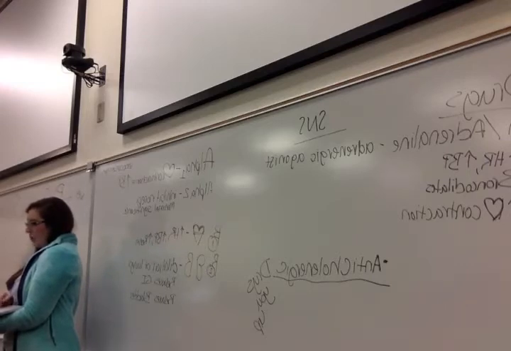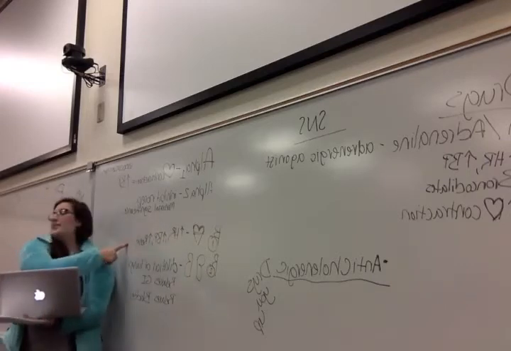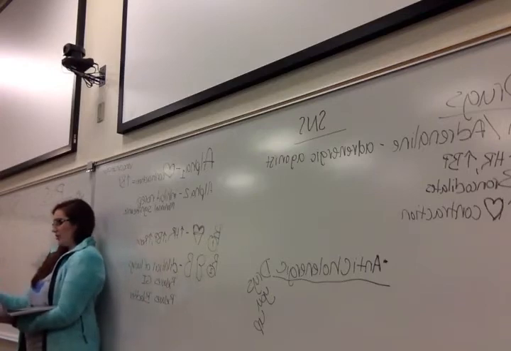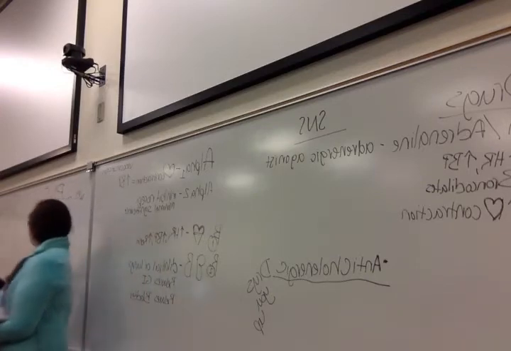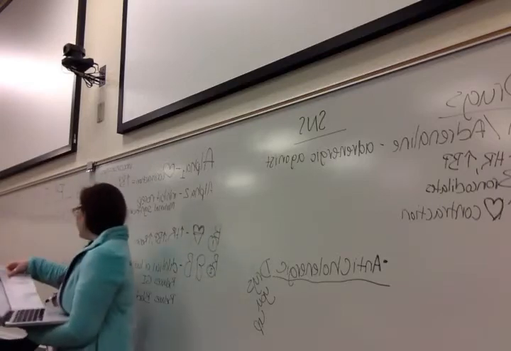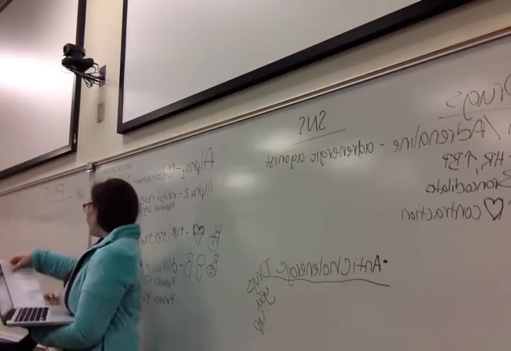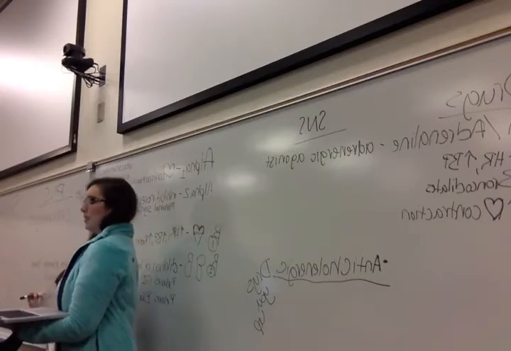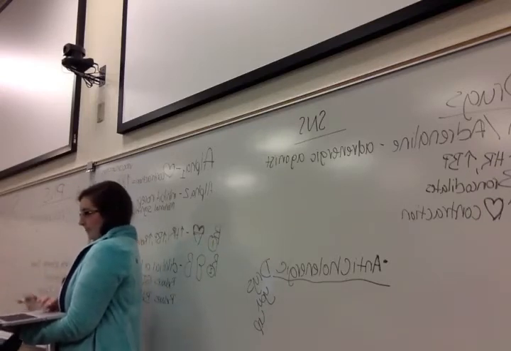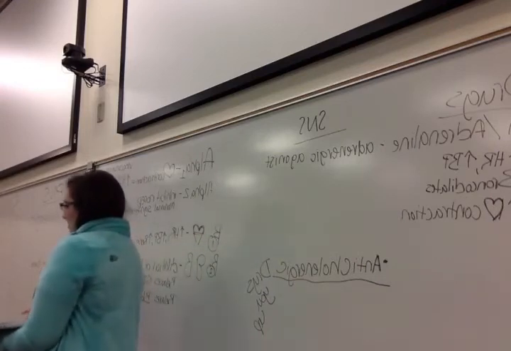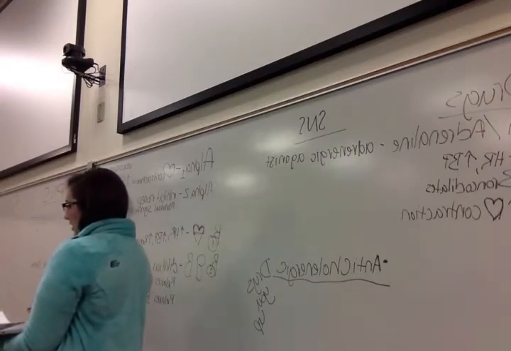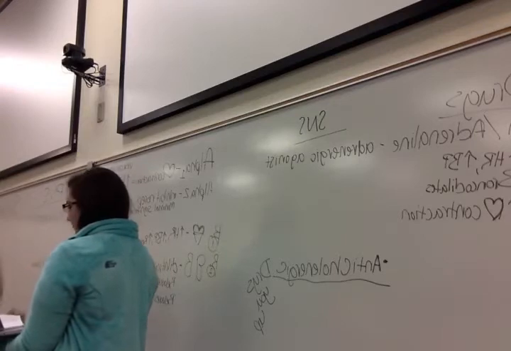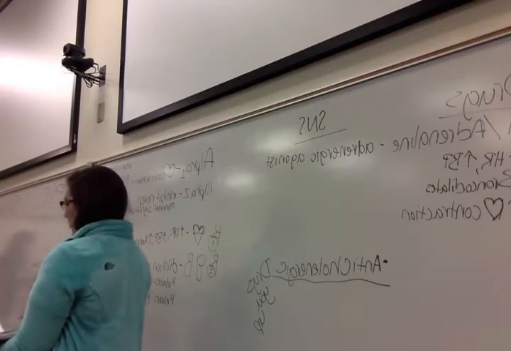Okay, so what is your beta-1 selective blocker? Does anybody know the drug? Atenolol. What's the other name for atenolol? Tenormin. It's used for hypertension and decreased cardiac workload. So you're going to be dizzy. You're going to have a low pulse.